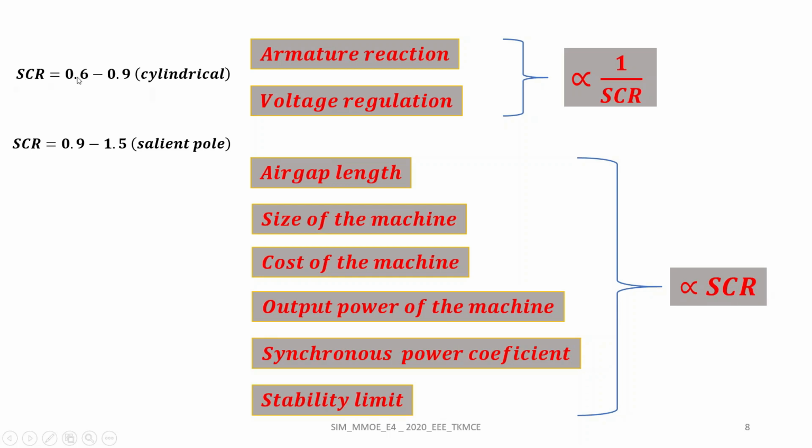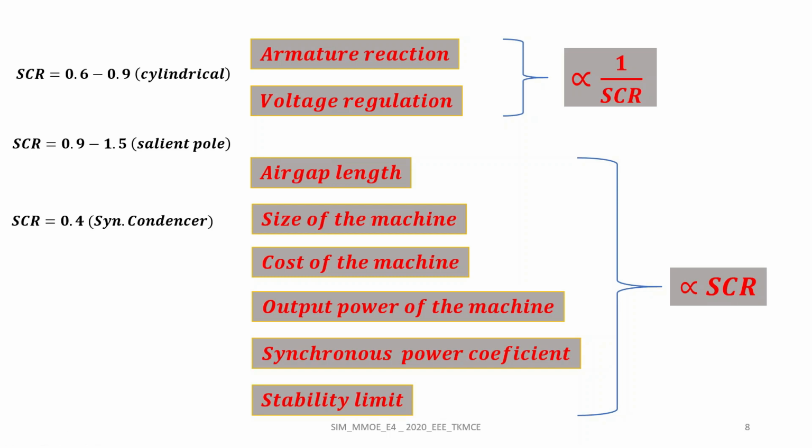Typical value of SCR for cylindrical rotor synchronous machine lies in between 0.6 and 0.9. And for salient pole machine, the typical value of SCR lies in the range of 0.9 to 1.5. And the typical value of SCR for synchronous condenser is 0.4.